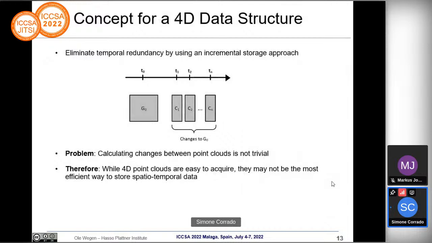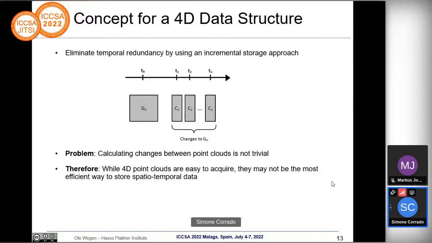Now, these are the requirements that we outlined, and now I want to propose a first concept for a data structure. The base idea is to eliminate the temporal redundancy in the point clouds, because if we scan a building multiple times, probably not everything has changed. Small things may have changed, but we do not want to store the whole raw point cloud every time. So we eliminate the temporal redundancy using an incremental storage approach.